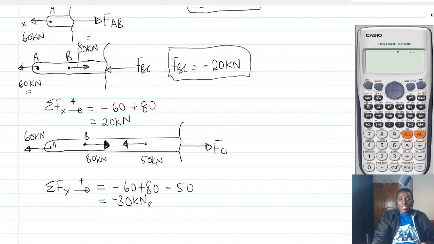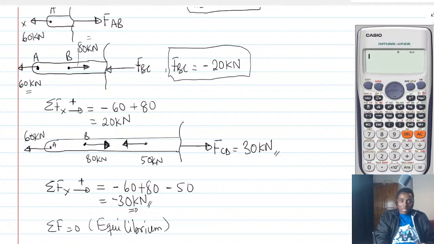So FCD should be what? 30. Interesting. Why is FCD 30? Because the sum of all the other forces is minus 30. And so we just need a force which is 30 kilonewtons, which will act in the opposite direction, and then it will make it what? Zero. That is to say, don't forget that for equilibrium, summation of forces is zero. That is what we said initially. Is that right?